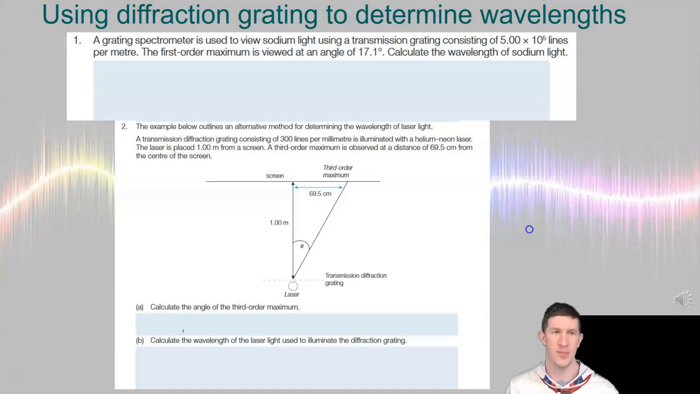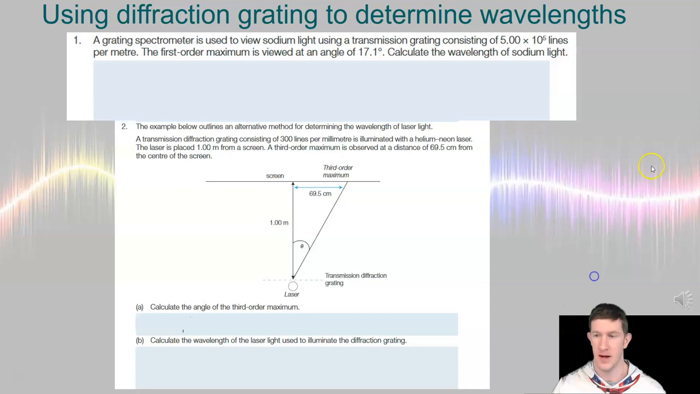So, an example. If we have a grating spectrometer and it's used to view sodium light using the transmission grating consisting of 5 times 10 to the 5 lines per meter. The first order maxima is viewed at an angle of 17.1 degrees. Calculate the wavelength of the sodium light. So I'm just going to show this one to you. I'm not going to give you any time. If you want to, pause the video now and have a go at it.